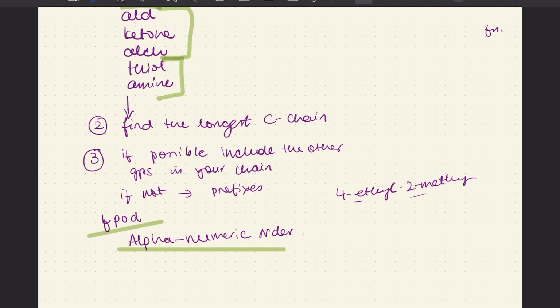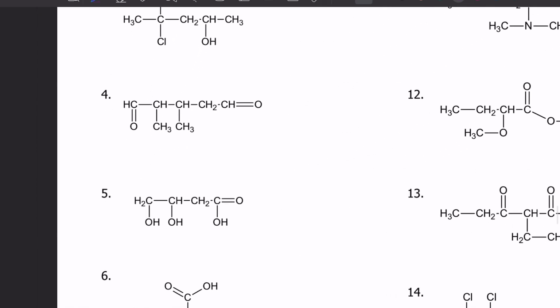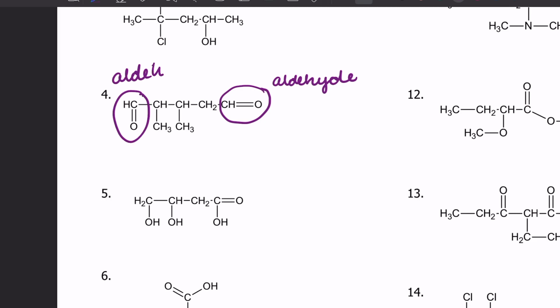Let's take up some examples. So let's look at question number 4. We've got two different aldehyde groups on this molecule. Aldehyde is more important than the methyl substituent. So the aldehyde gets the lowest number. We start numbering at 1 and the other aldehyde group gets the number 5. This tells me that this is a pentanedial.